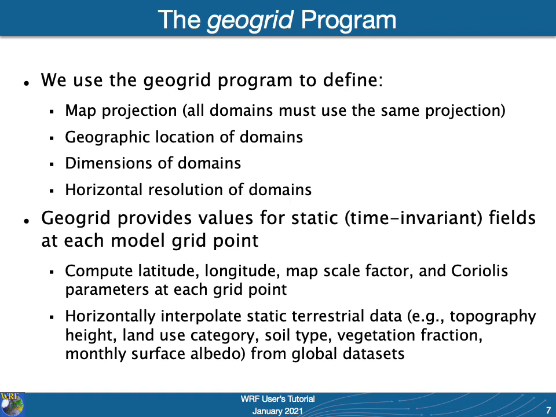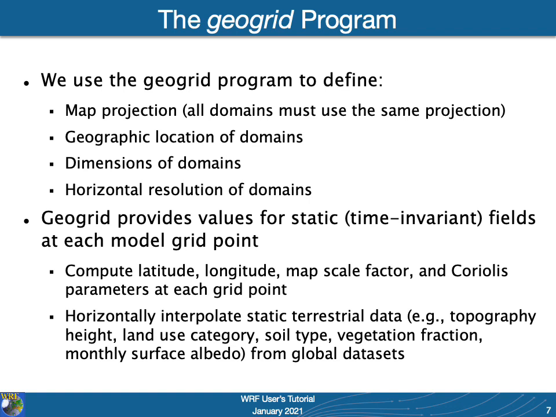So when we set up a real data simulation using the Geogrid program, there are essentially 4 things that we need to do. The first thing we need to do is to describe a map projection that will be used to flatten the curved Earth surface onto a projection plane. Once we've done that, we can determine the geographic locations where our domains will be located, and we can also describe the dimension of our domains in terms of the west-east distance and the south-north distance that our simulation domain spans. We can also specify the number of grid points in the west-east and south-north directions, and this dictates the horizontal resolution of our model domain.